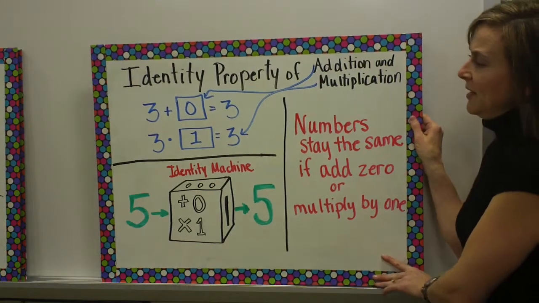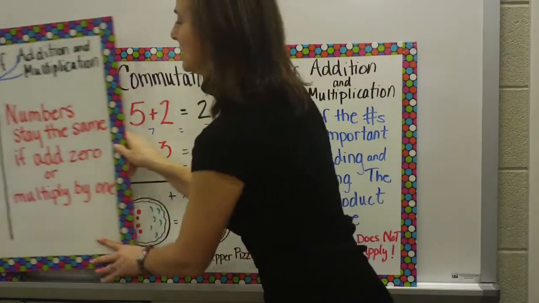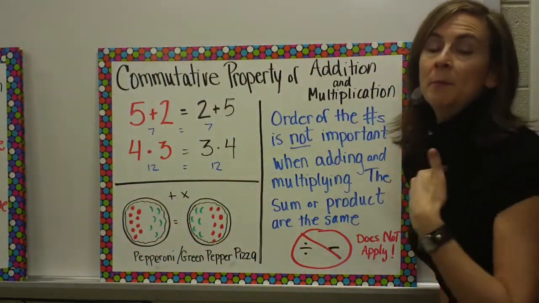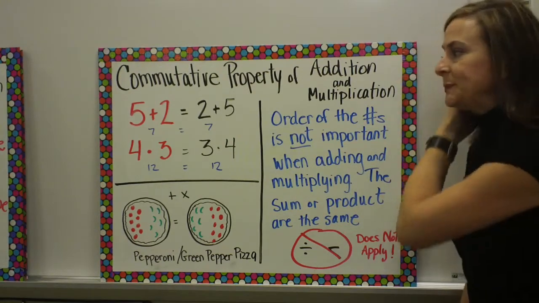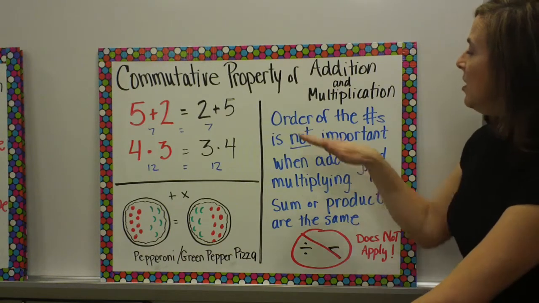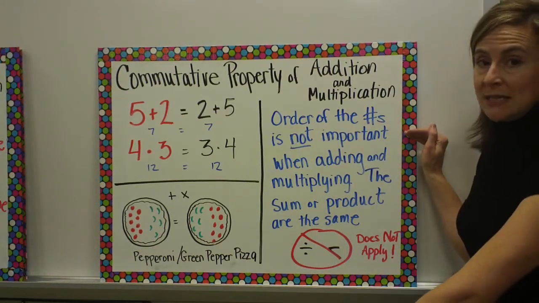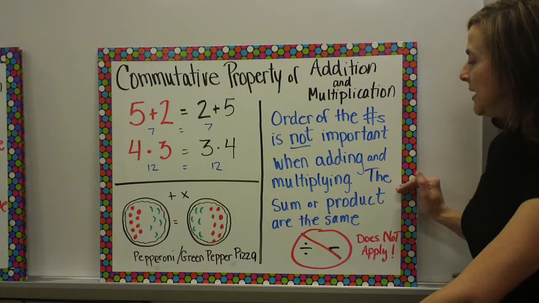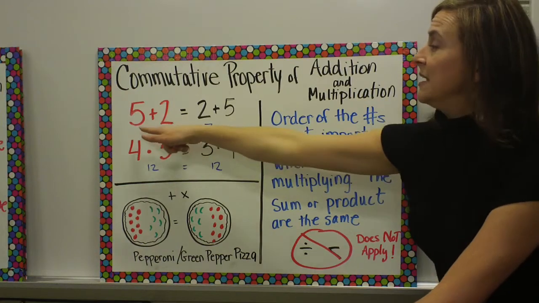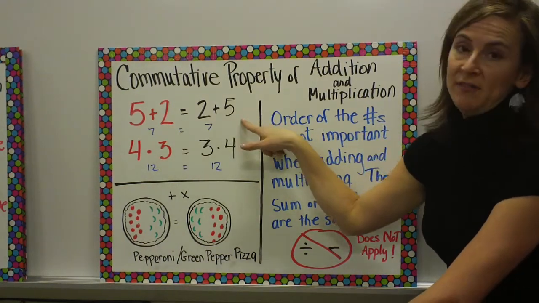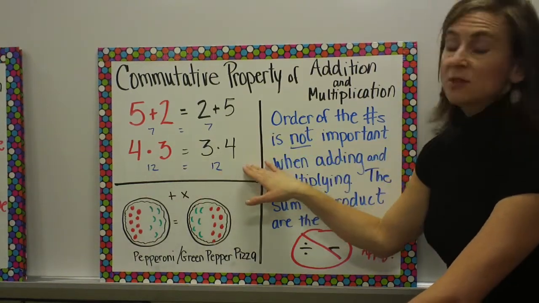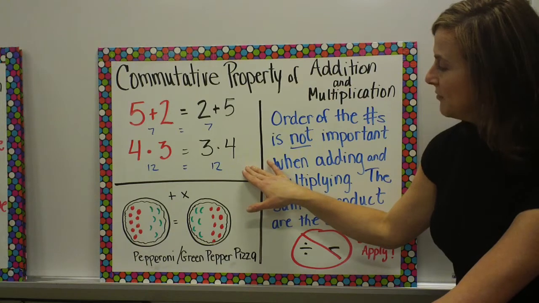The last property that you are responsible for knowing is called the commutative property. We talked about this one and gave the example of commuting back and forth to work. Here's a different way of looking at that. Remember, with the commutative property, the order of the numbers is not important when you add and multiply. The sum or the product will stay the same. Here's a numeric example. 5 plus 2 is the same as 2 plus 5. Both of these equal 7. This works when multiplying. 4 times 3 is the same as 3 times 4. Both of those equal 12.